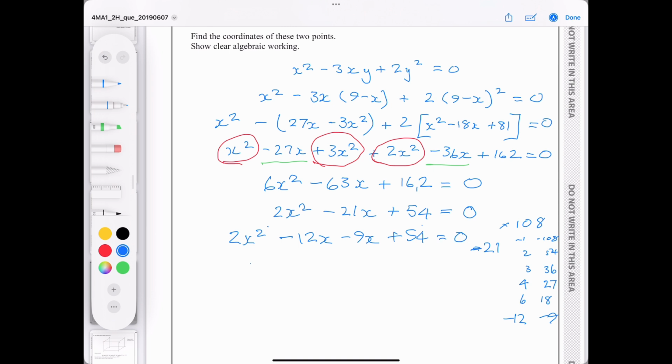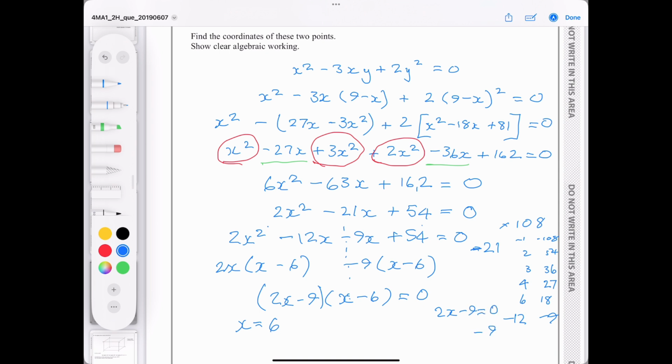So that means if we separate this out, we get 2x on the outside, x minus 6. And on this side we get minus 9, x minus 6. So we know that 2x minus 9 and x minus 6 equals 0. So x equals 6, and let's just solve this, 2x minus 9 equals 0. So that means 9 equals 2x, so x equals 9 over 2. So x equals 6 and x equals 9 over 2.